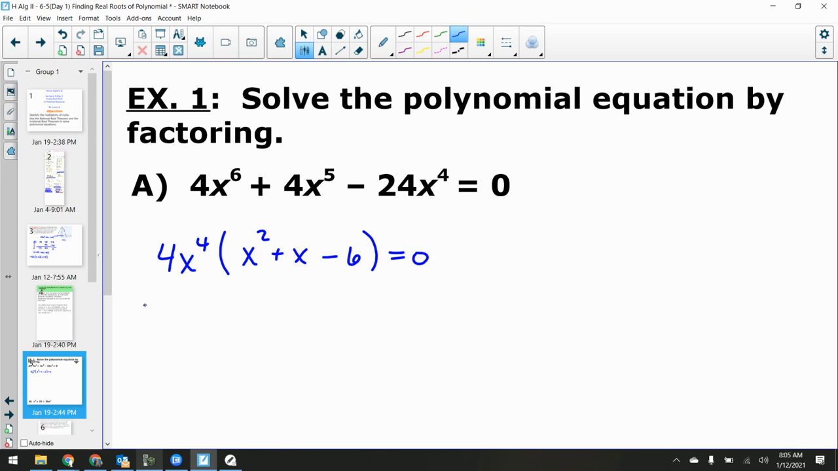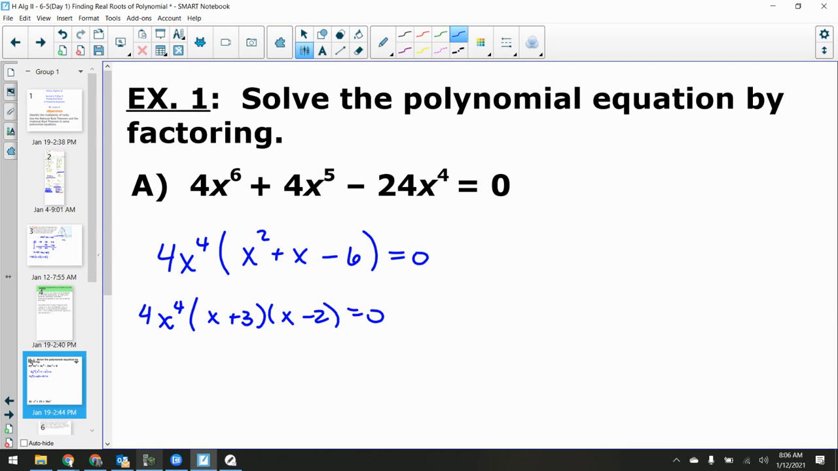All right, well, we've got 4x to the 4th still out front. Don't leave that behind. That's still there. And then we've got an x plus 3 and an x minus 2. Still all equaling 0, right? x plus 3 and x minus 2.